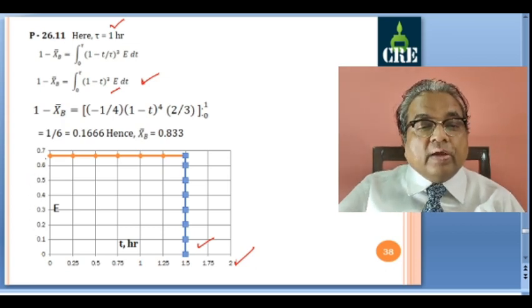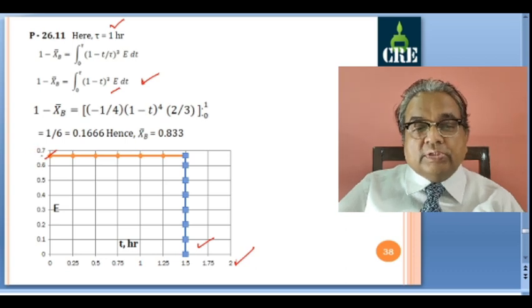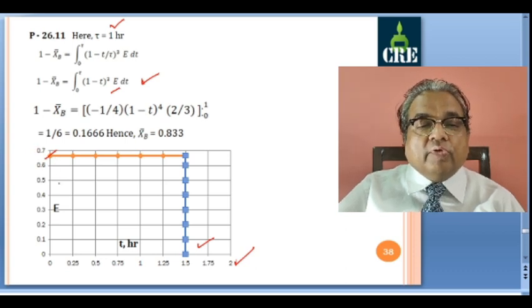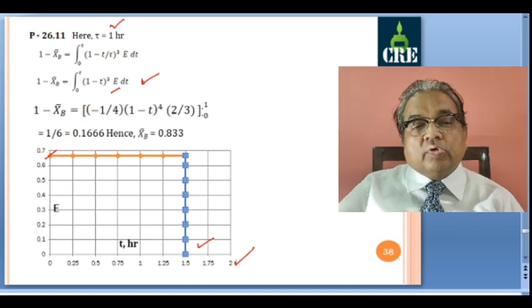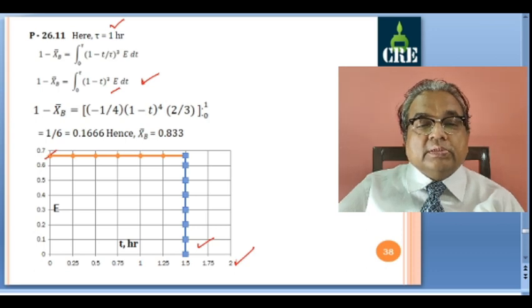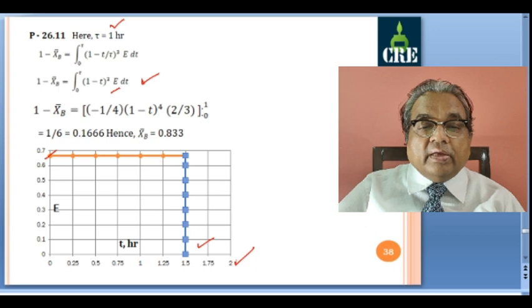So this we have to locate. I have shown these points here; these are not shown in the book. We have to find this location just from the fact that the area under this is unity, 1. So here you can look, time in hours is 1.5.